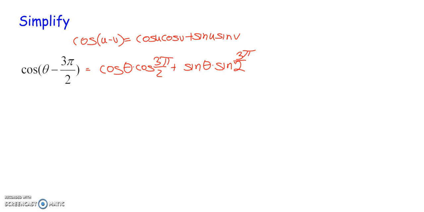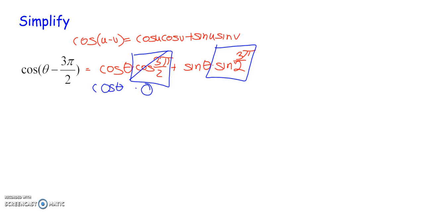Now, these two values right here, these are on the unit circle and I can calculate them. All right? I should know that cosine of 3 pi over 2 is 0. This whole value right here is 0. 0 times whatever cosine theta is, this whole piece is going to be 0. I don't even need to write it. It's 0 plus, if you want to be fancy, sine of 3 pi over 2. Sine of 3 pi over 2, that's on the y-axis. That's negative 1. This whole piece is negative 1.